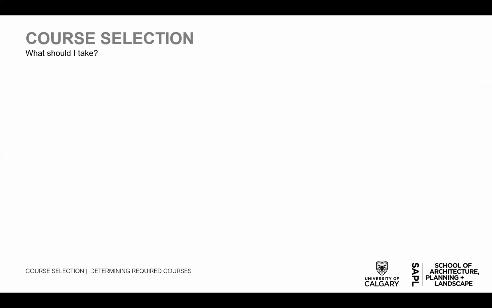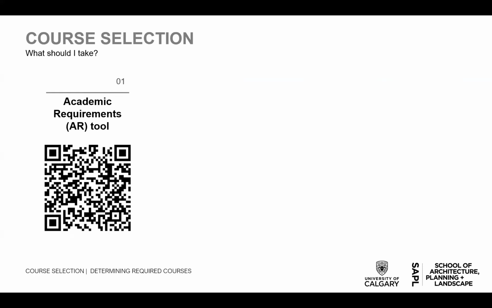There are multiple ways to check what courses you need for degree progression. The first one is the academic requirements tool that we often refer to as AR. This is an online planning tool that allows you to check what requirements you have completed and still have pending. The link on the left takes you to an overview and instructions on how to use AR.